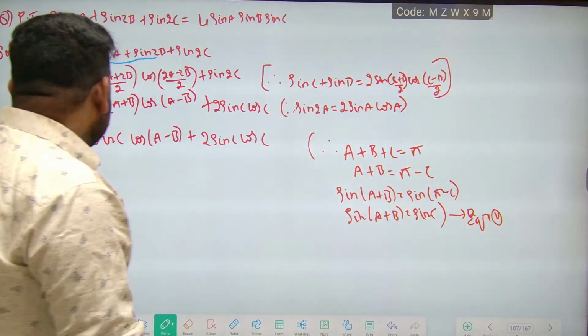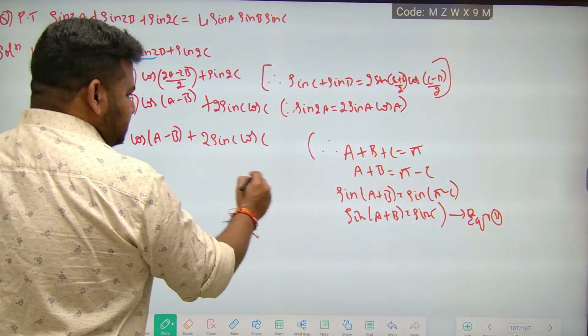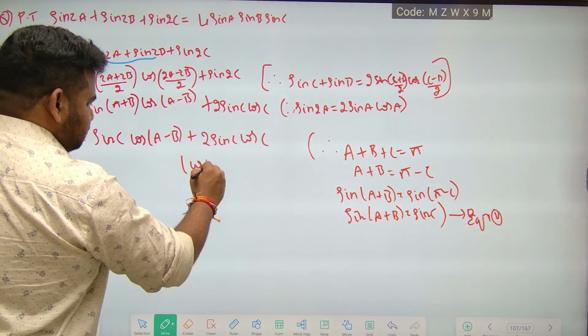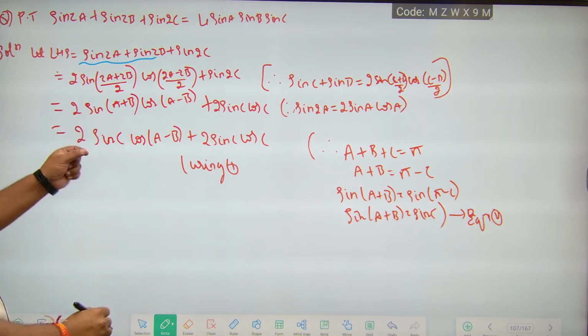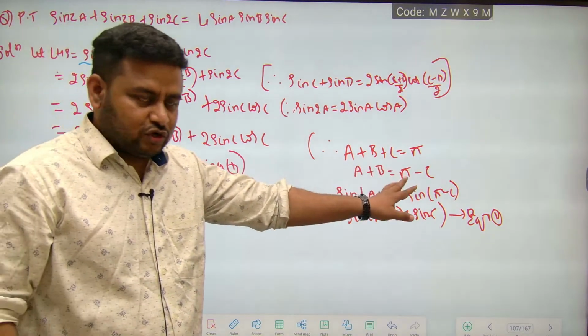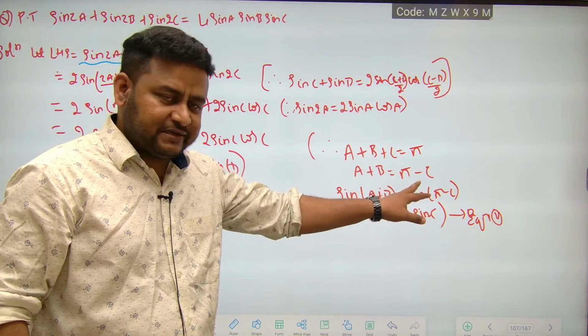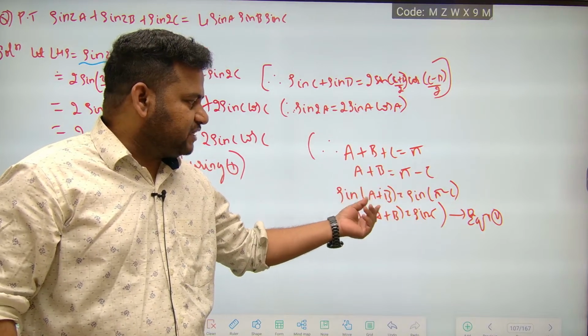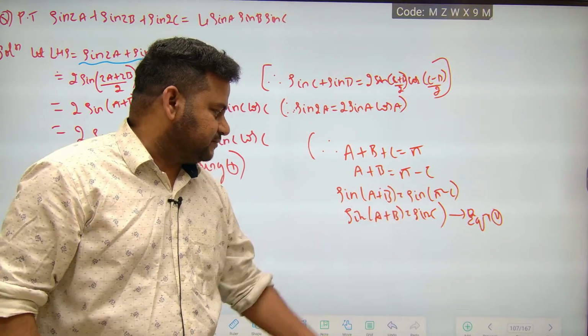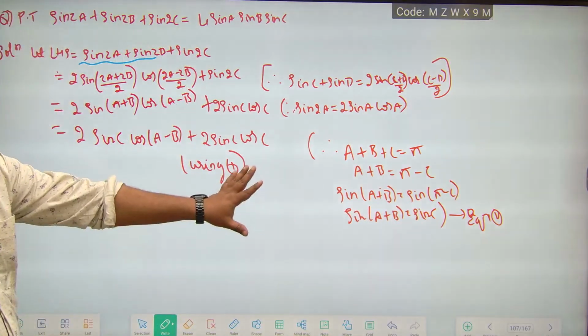So I have written this. Therefore I should write the reason. Using equation 1, I have written sin of A plus B as sin C. You have to write the reason. A plus B plus C is equal to pi, so A plus B will be equal to pi minus C. Let us apply sin: sin of A plus B is equal to sin of pi minus C. Sin of 180 minus theta is sin theta, that is sin C. We have to write the reason like this.